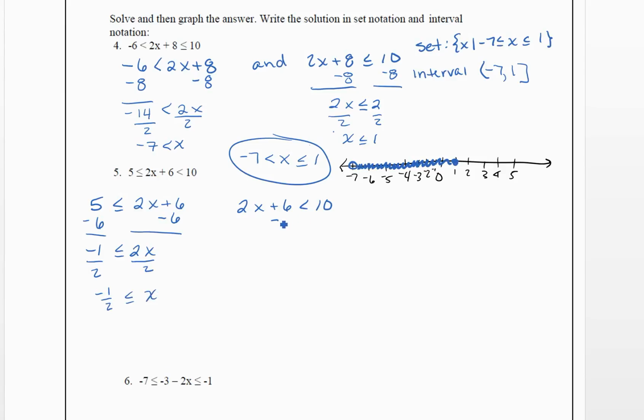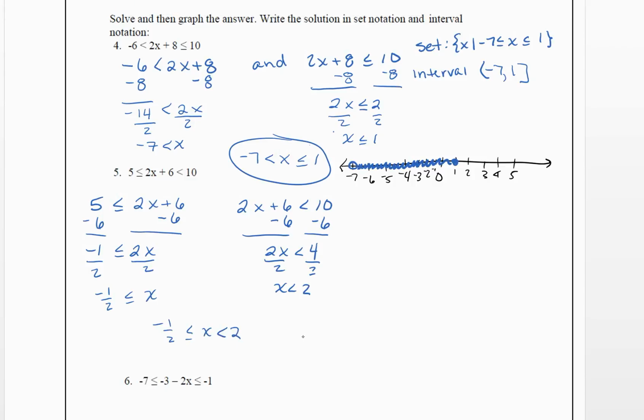Then on this one, again, we need to subtract 6 from both sides. So we have 2x is less than 4. Divide both sides by 2. So we get x is less than 2. So we see that -1/2 is less than or equal to x, and x is less than 2. So we get x is between -1/2 and 2.